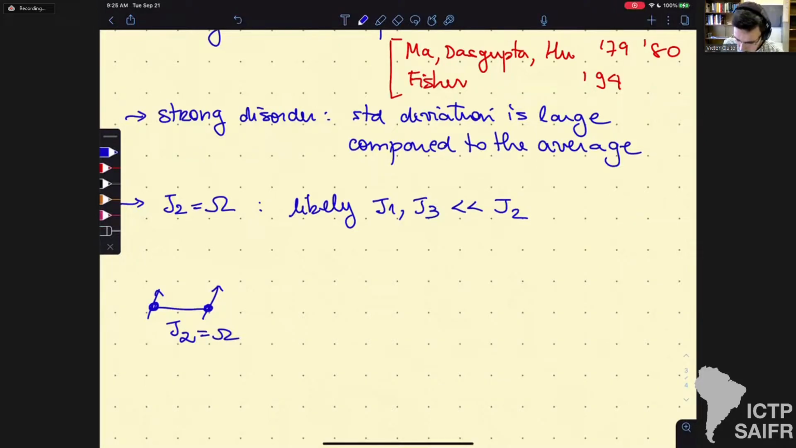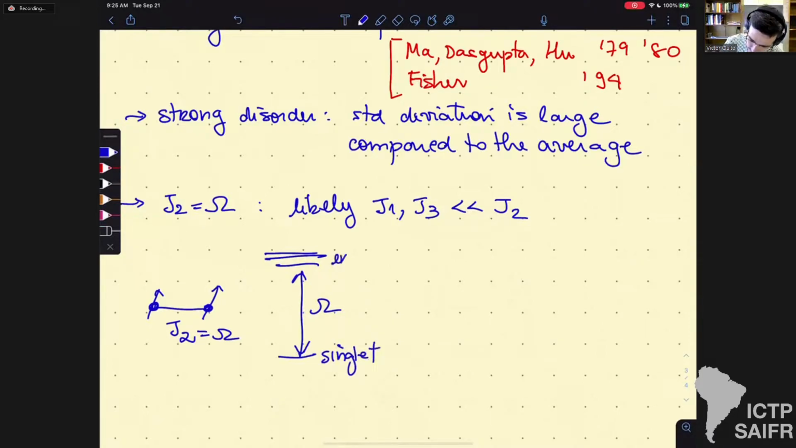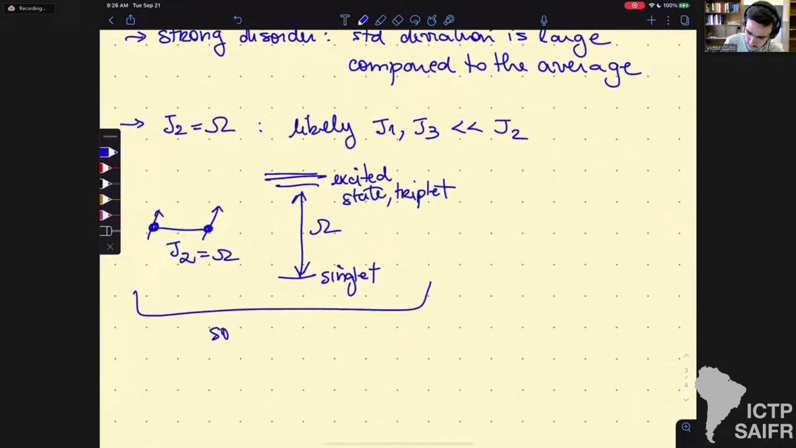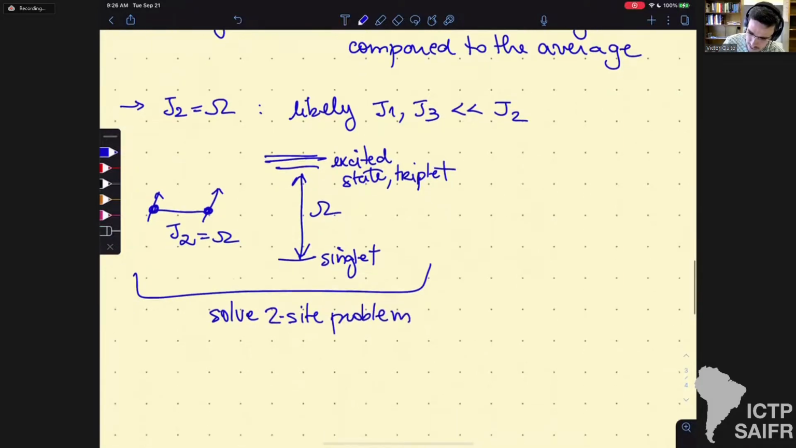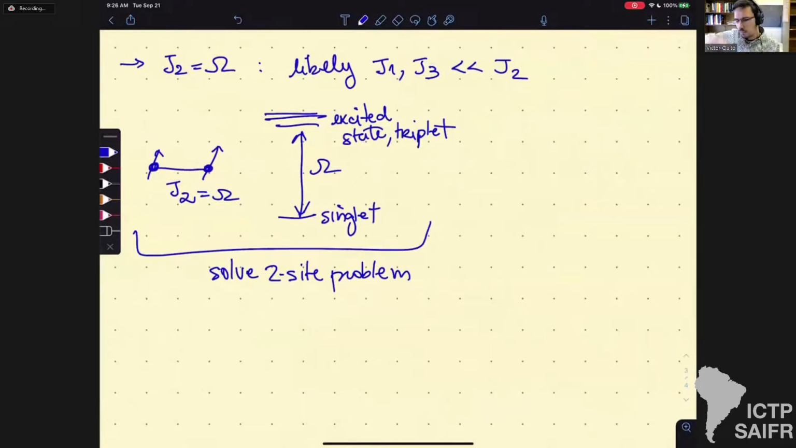Well, if it's a spin-1/2 problem, we can just diagonalize it. We get a triplet and a singlet, and we get an excitation gap omega between the singlet and the excited state, that is a triplet. So this is the first step: solve the two-site problem. And now we don't want to just remove this two-site problem from the chain completely. We want to bring back the quantum fluctuations, and this is done in perturbation theory.